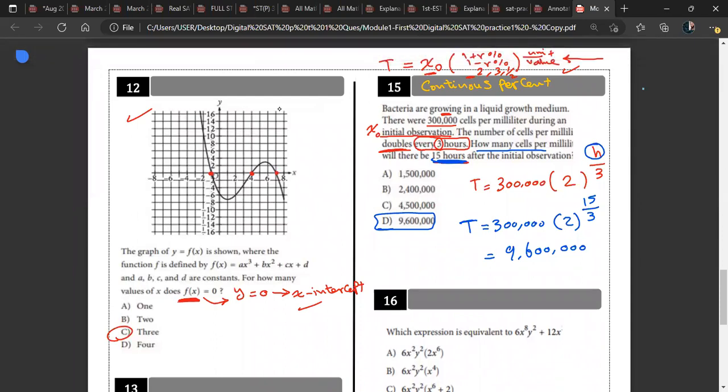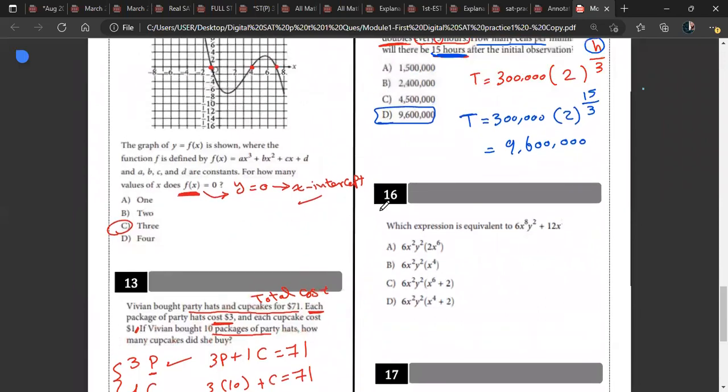Okay, next question. Question number 16. Here in this question, which expression is equivalent to 6x^8 y^2 + 12x?